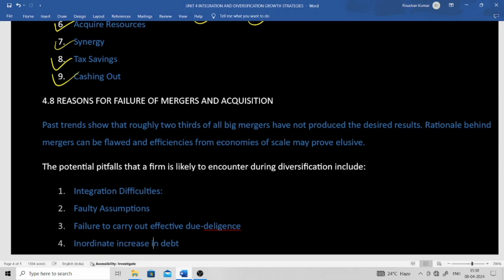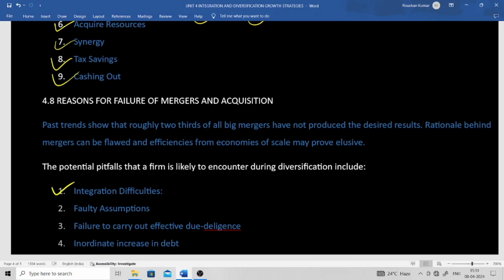Just like when we want to combine the working relationships of two separate firms, there may be some kind of issues, or when we combine the two different kinds of financial and control systems of two firms or organizations. So that is the integration difficulty, or it may be that the cultures of those two firms are quite different. So that is also a reason for integration difficulties. So that's about the first one.